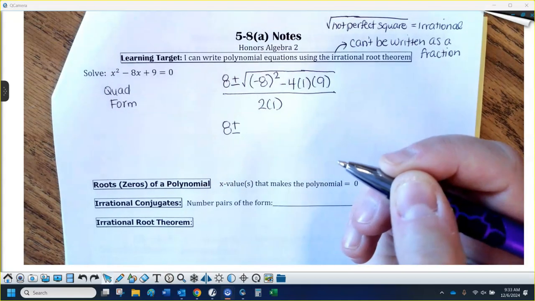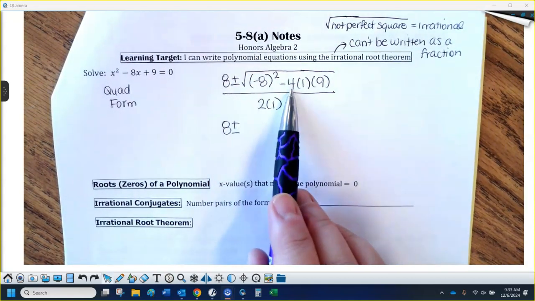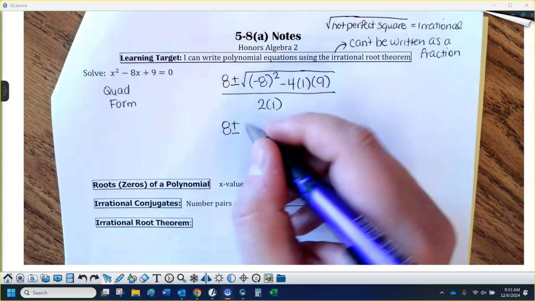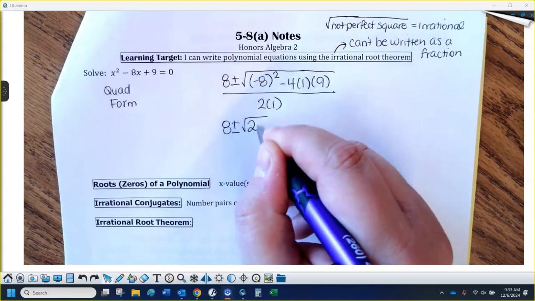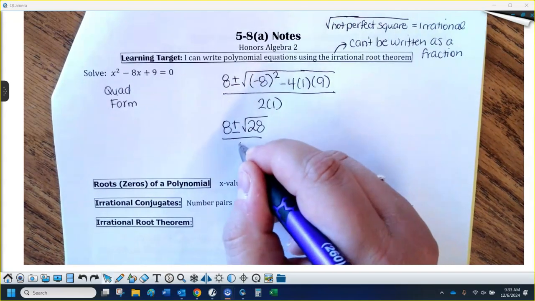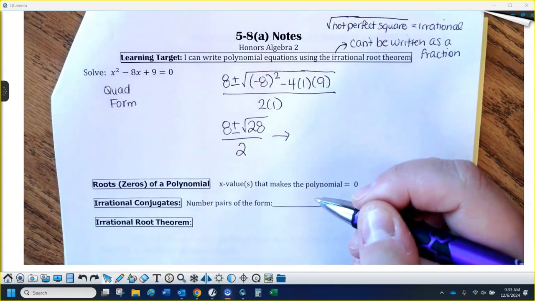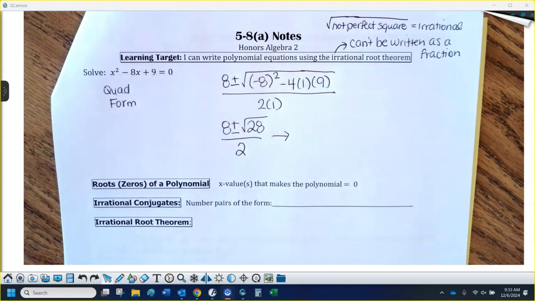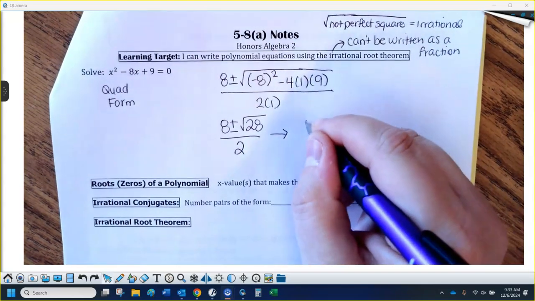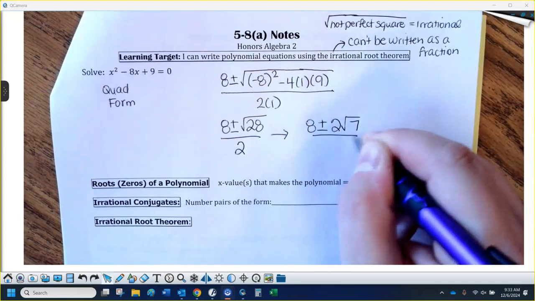You're going to get 8 plus or minus, let's see, 64 minus 4 times 9 is 36. So this is going to give me 28, which is not a perfect square. Can anybody tell me what 28 is if you would break it down under a radical? You think? It's 2 root 7. So I'm going to write 8 plus or minus 2 roots of 7 over 2.